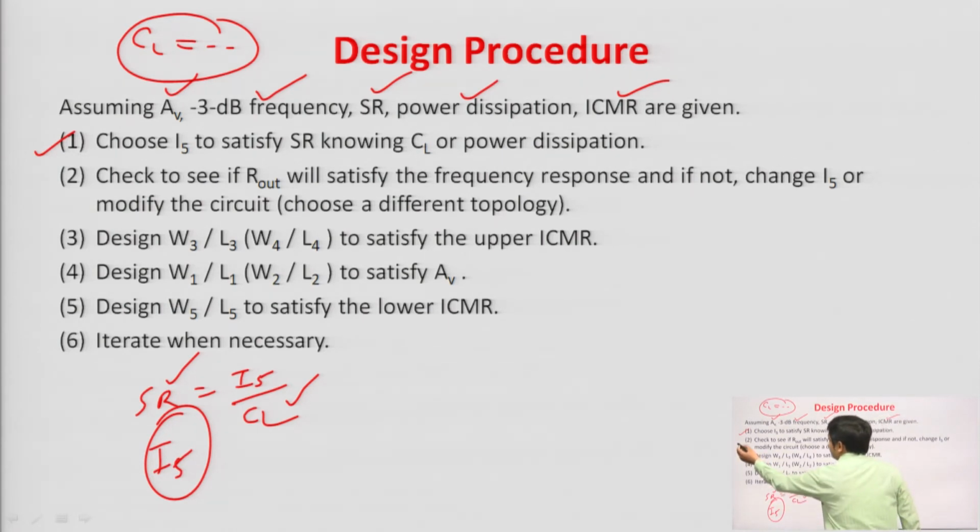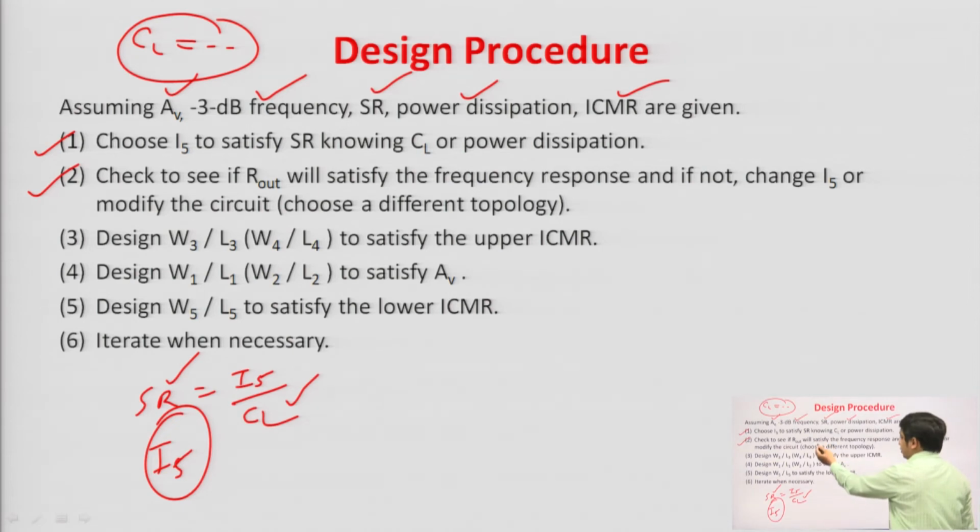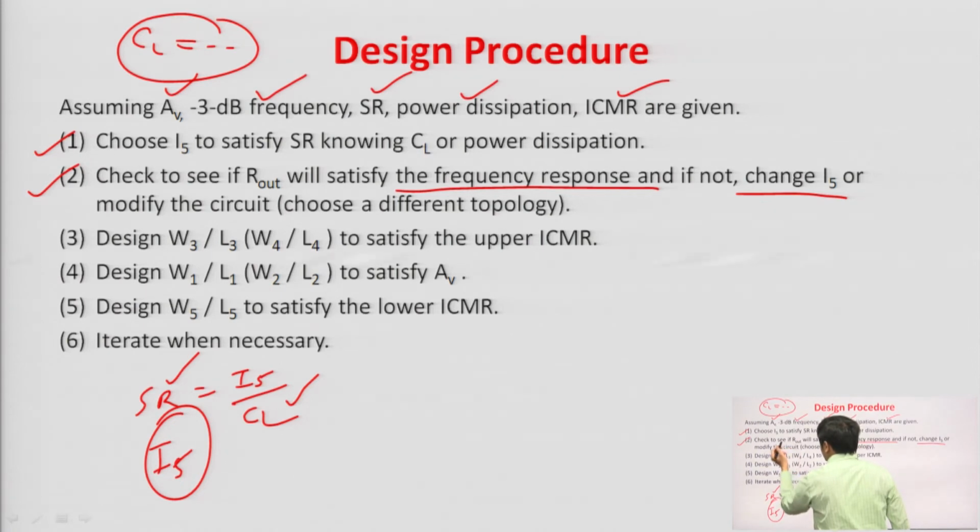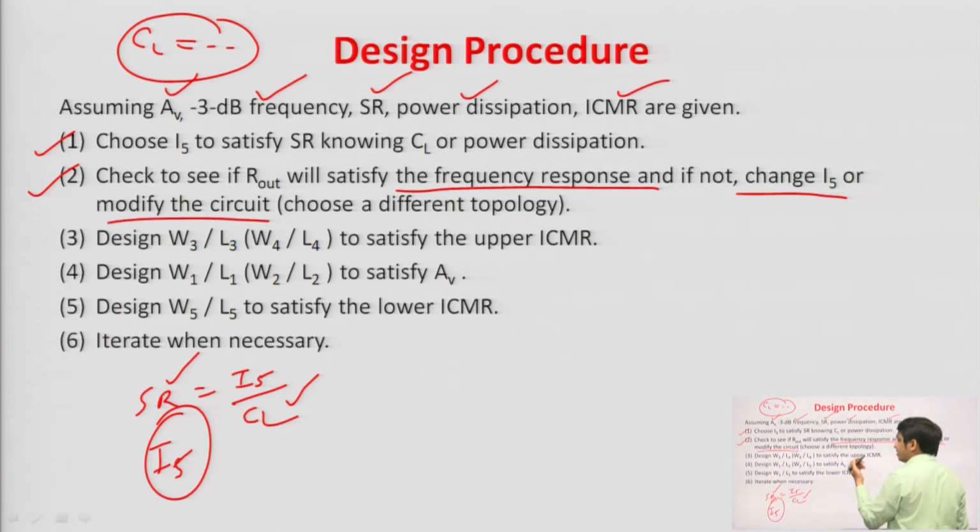After that we will check what value of R out we require to satisfy the frequency response. From the frequency response we can measure the bandwidth, the gain margin, and the phase margin. If we are not getting the particular frequency response, then obviously we will change the value of M5, or we can modify the circuit also. Modifying the circuit means we can choose a different topology.